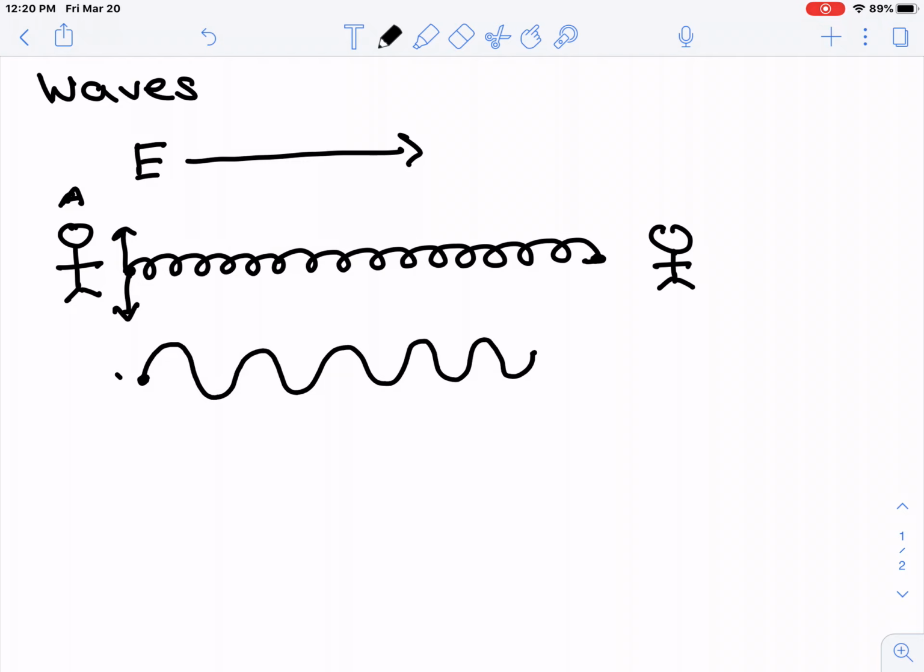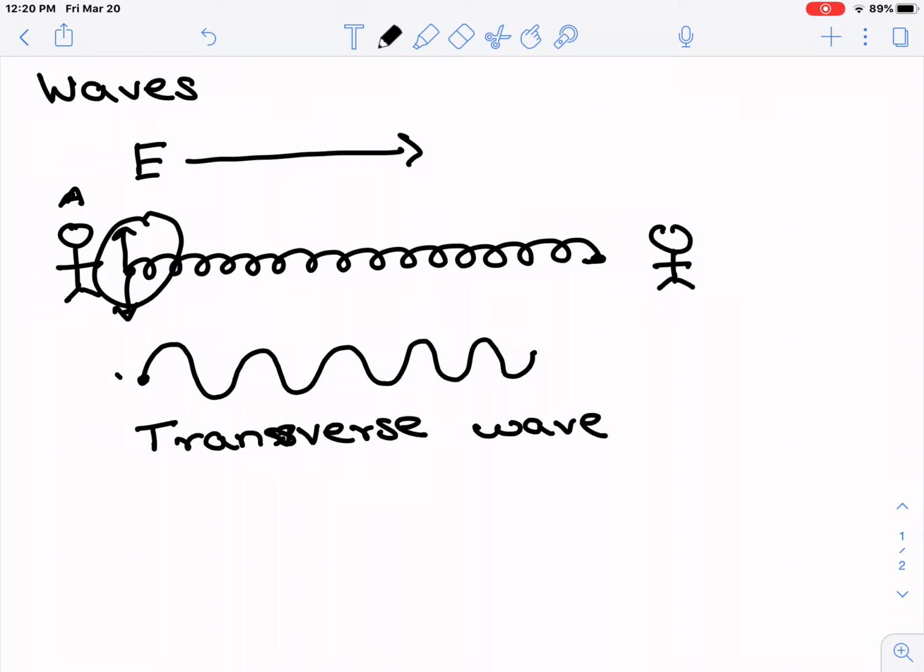Now this is known as a sinusoidal wave pattern, and also can be called a transverse wave. Basically, the energy that person A is using to move this side of the wave gets transferred over here to person B. And that's how waves can transfer this energy throughout space.